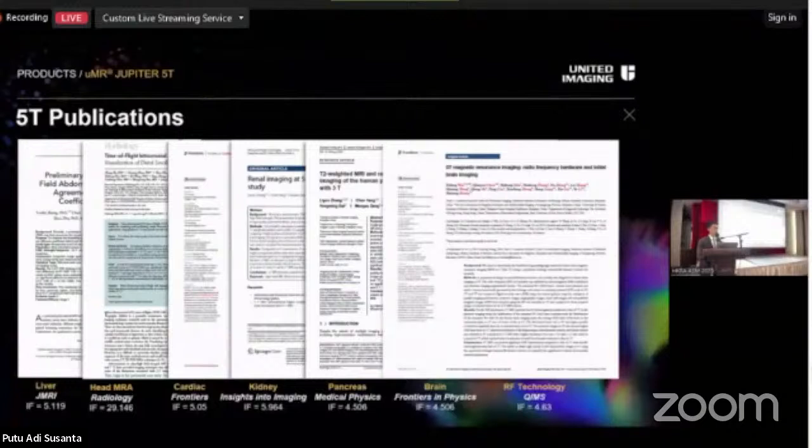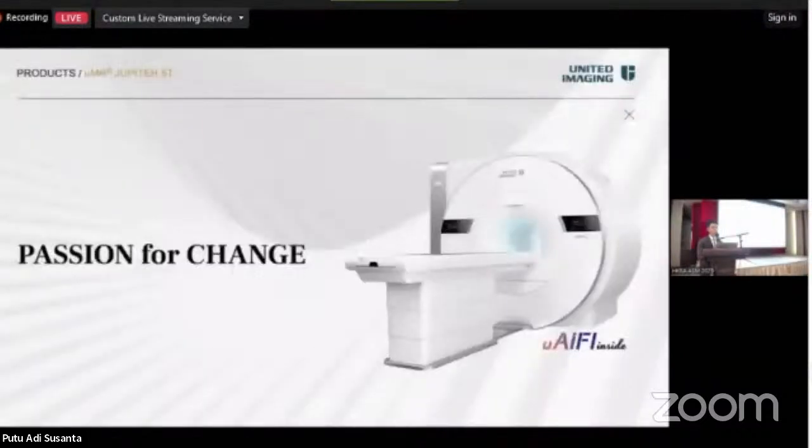So they had a comparison of TOF MRA on these field strengths. So I think it's very interesting. And if you have any interest, please have a read of the paper. That's all of my presentation.